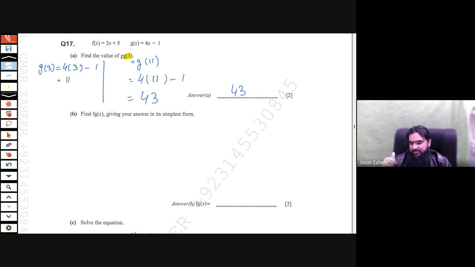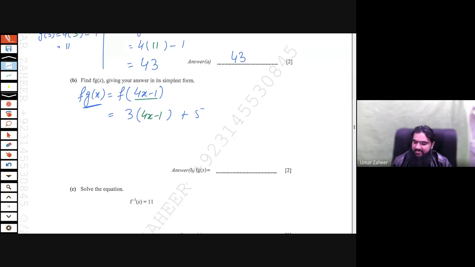Now, next, again, we have a question from the composite function. We have to find f of g of x. So f as it is, I will substitute the value of g of x, that is 4x minus 1. Now we have to apply f function. The f function is 3x plus 5. So 3x plus 5. And at the place of x, I will substitute this value 4x minus 1. Now just simplify. 3 multiplied by 4 is 12x. 3 times minus 1 is minus 3 plus 5. So 12x minus 3 plus 5 is plus 2.